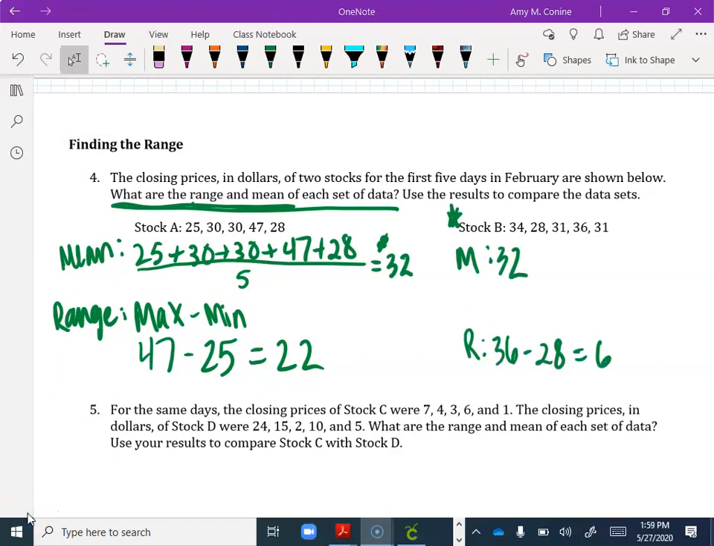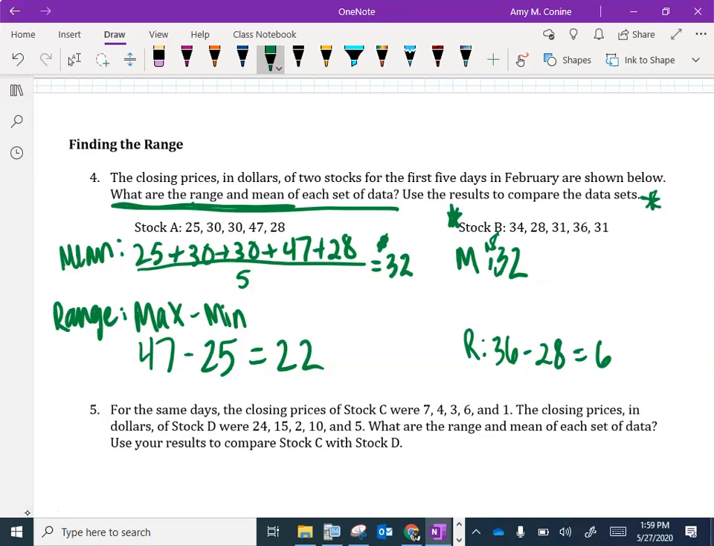All right, so if you found your mean and your range for stock B, you should see that your mean is 32 as well, but your range is only 6. So now let's compare the two sets. So for the mean, their mean is the same, but their data is completely different. So you can have a range of values that will give you the same average, the same mean, as long as it kind of balances out.